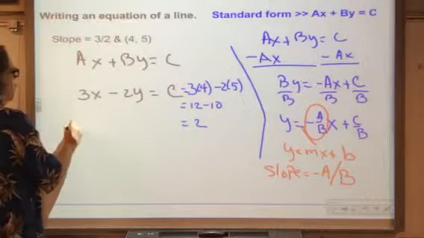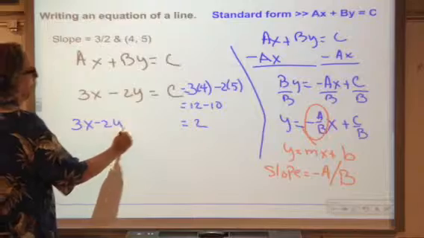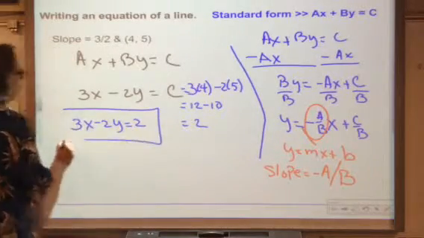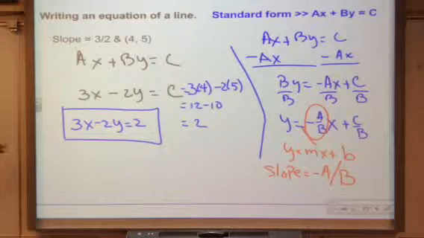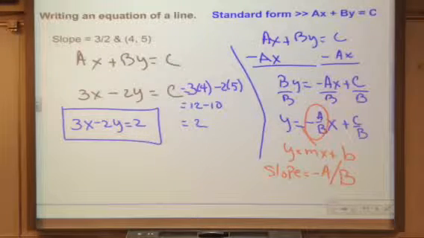So here's my equation, 3x minus 2y equals 2. So very simple, easy. Gosh, there's no fractions to even work with on there. 3x minus 2y equals 2, and that is my equation in standard form.